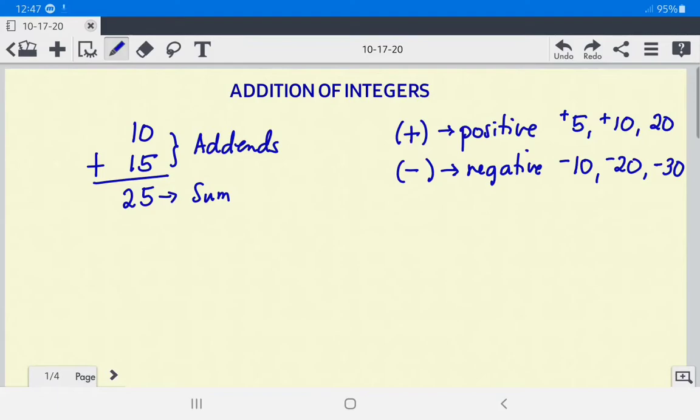Second, it refers to the operation, whether it is addition or subtraction, like plus, or let's say 20 minus 10. So minus, or subtraction.